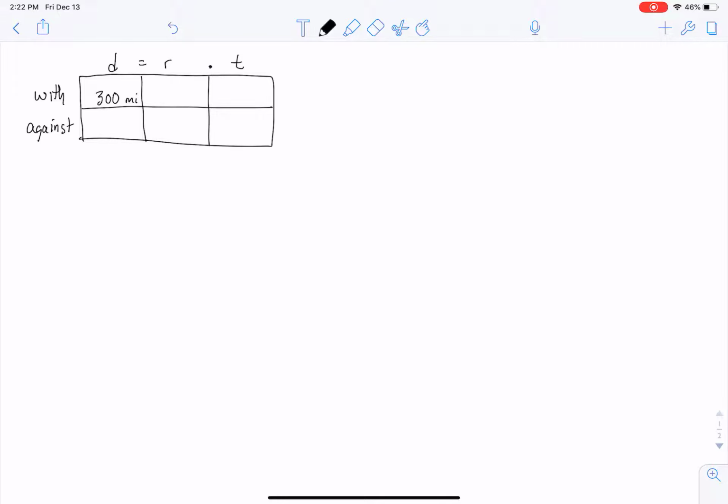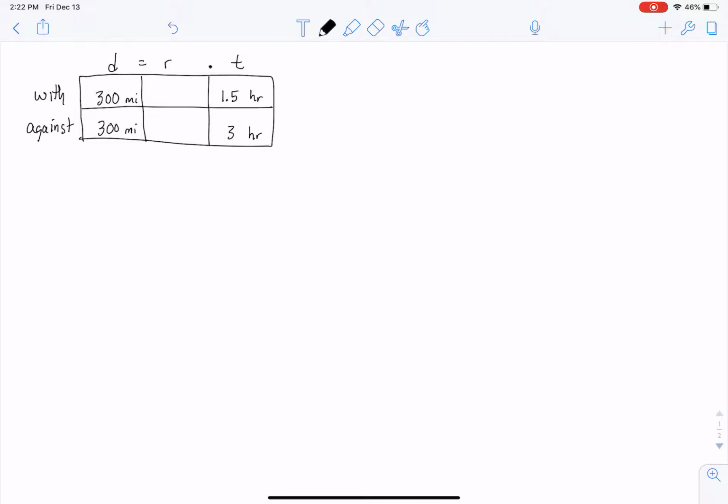It says a helicopter flies 300 miles in 1.5 hours. And when the helicopter flies back, the trip takes 3 hours, and it flies back the same route, so this is 300 miles.